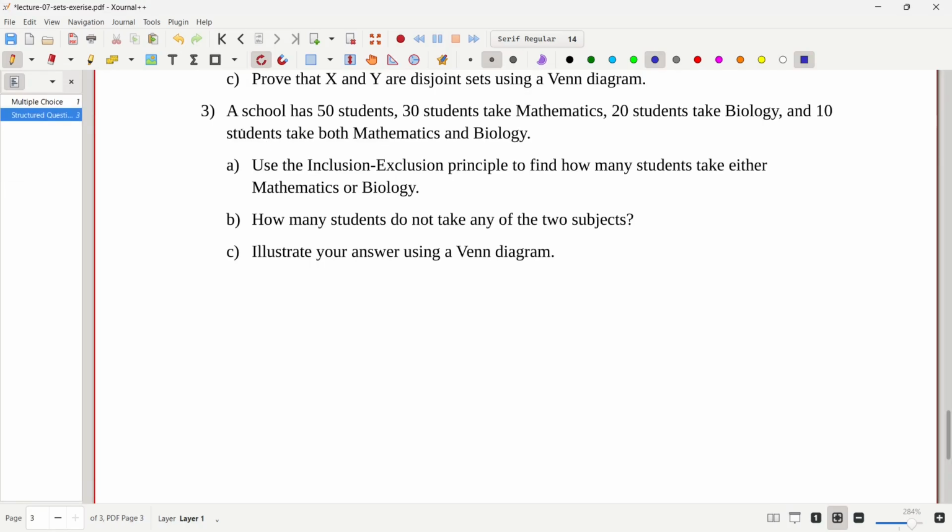Final question. A school has 50 students, 30 students take math, 20 students take biology, and 10 students take both math and biology. Use the inclusion-exclusion principle to find how many students take either math or biology. In other words, we're looking for the union. Then how many students do not take any of the two subjects, and illustrate your answer using a Venn diagram.